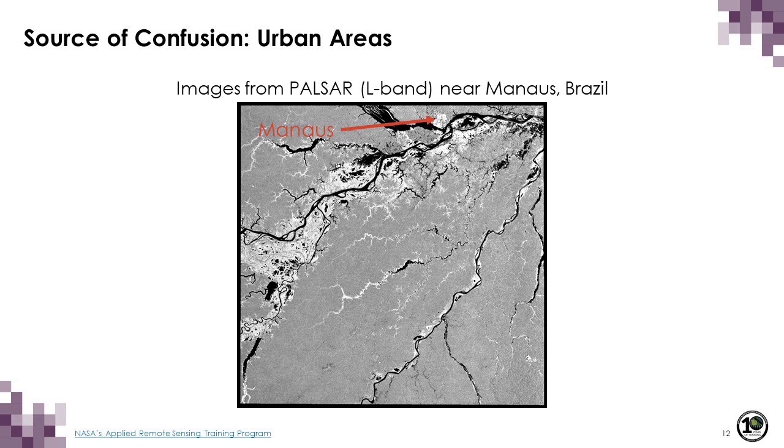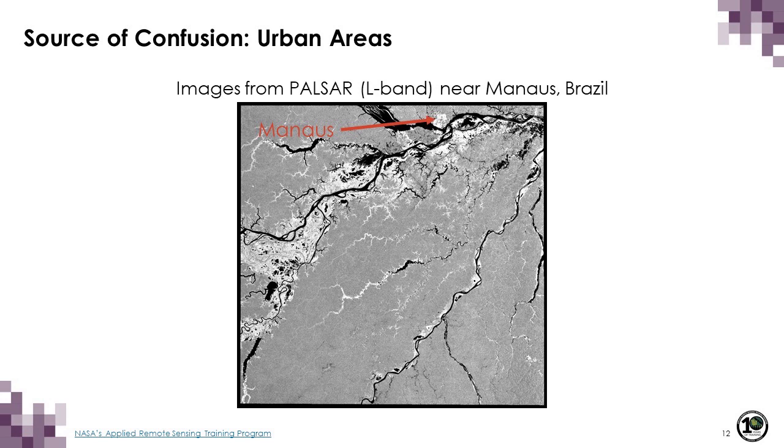And the city of Manaus, it's quite a large city. It has a population of about 2.5 million people, including its suburbs. And the city appears very bright, similar to flooded vegetation. The reason for this is because the dominating scattering mechanism is double bounce. Right angles form between smooth surfaces, such as roads, and vertical structures, such as buildings, causing this high return.